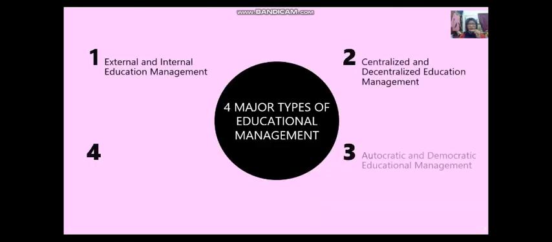So, there are 4 types of educational management. First one is the external and internal education management, centralized and decentralized education management, autocratic and democratic educational management, and last but not least, creative educational management. So we go to the first one, external and internal educational management. Apa tu? So it means that it's involved secara tidak langsung.